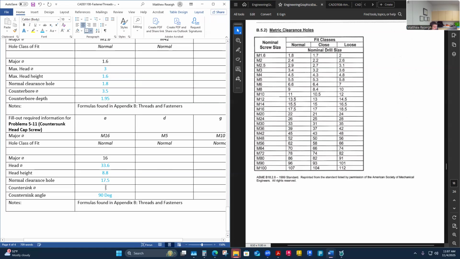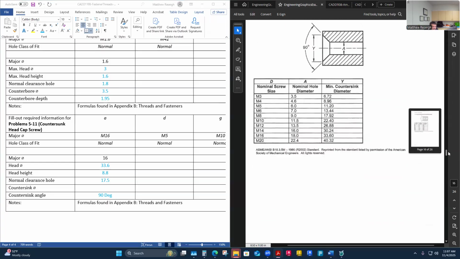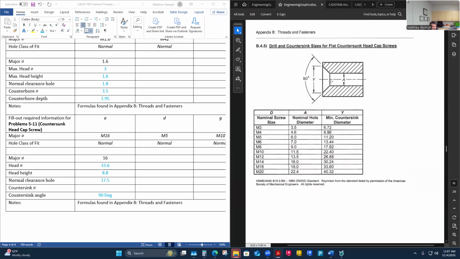And then the countersink diameter. This one might be a little bit more accurate. This one I think is, yeah, 33.6. So it's either the head diameter or, let me see. Like let me see here what it has for Y. This is definitely what it fits into. And when you're thinking of the countersink diameter, it's kind of like what it's fitting into. So Y for an M16 it calls out 33.6.